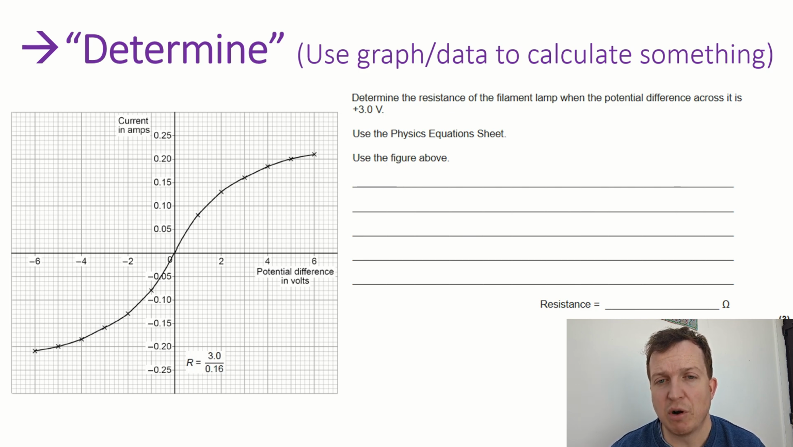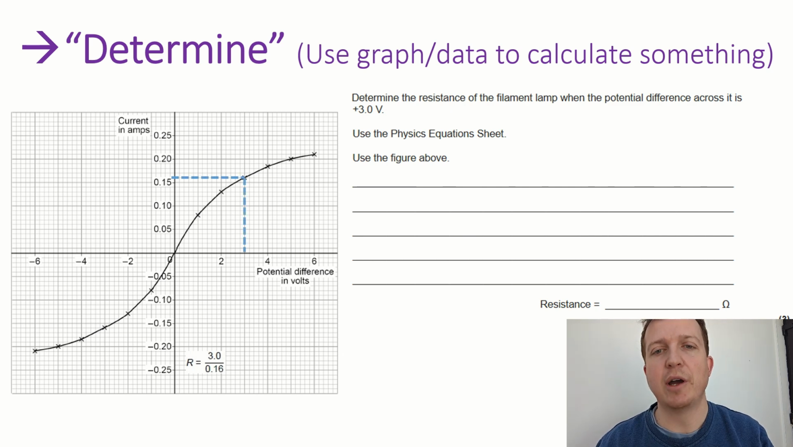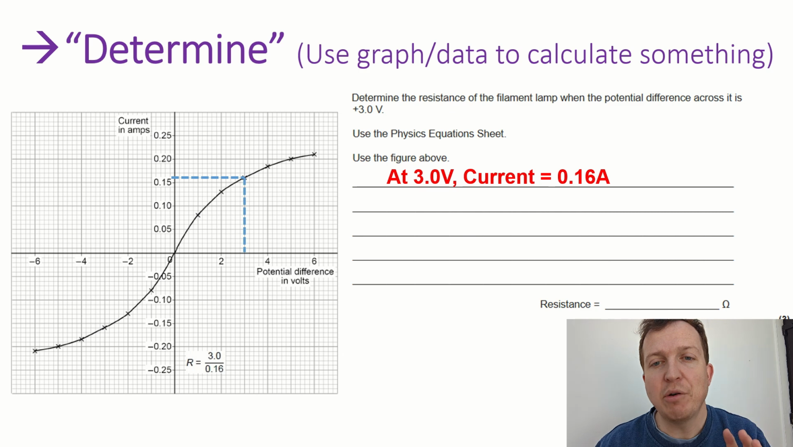So we've got to use the graph and use the equation sheet. First of all, using the graph, we can see we've got current and potential difference. From the equation sheet, if we're trying to find resistance, I've got the equation V equals I times R. Potential difference equals current times by resistance. At a voltage of 3, the current we can read from the graph is 0.16.